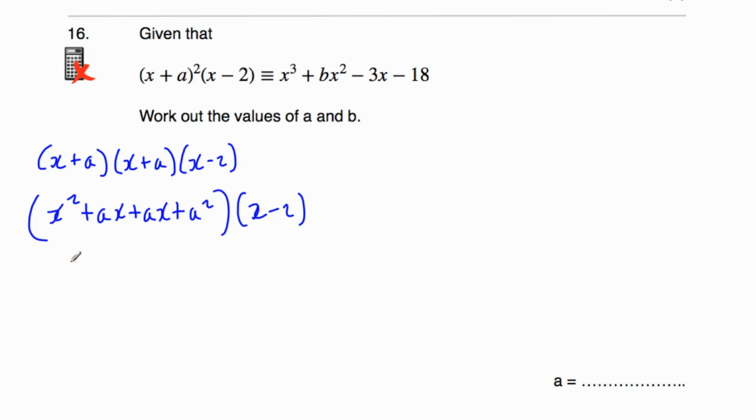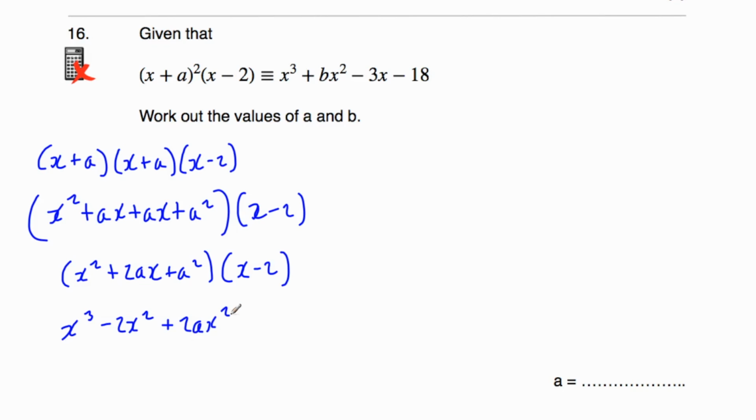Now I'm just going to simplify this, so I'm going to write x squared, and we've got ax plus ax, that's going to be plus 2ax, and then we've still got our plus a squared, and then we've got our x minus 2. Now let's multiply out these brackets and see what we get. So x squared times x would be x cubed, x squared times minus 2 would be minus 2x squared. Then we've got 2ax times x, that's going to be plus 2ax squared. Then we've got 2ax times minus 2, that's going to be minus 4ax. Then finally we've got a squared times x, that's going to be plus a squared x. And then we've got a squared times minus 2, that's going to be minus 2a squared.